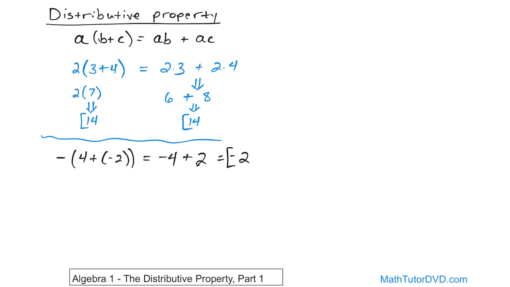And that is the distributive property used to distribute that negative sign in. And that's something that I didn't really tell you the name of, but that's what you were doing before.